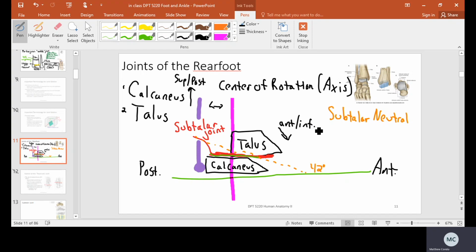When one moves, the other one goes the opposite way. That's literally all they do. Okay? Calcaneus and the talus just react off one another. Okay, Newton's third law. For every action, there's an equal and opposite reaction. That's the relationship I want you guys to understand between the calcaneus and the talus. We're going to see this over and over and over again. Okay, any questions about supination, pronation?